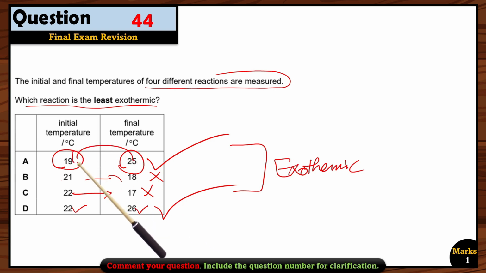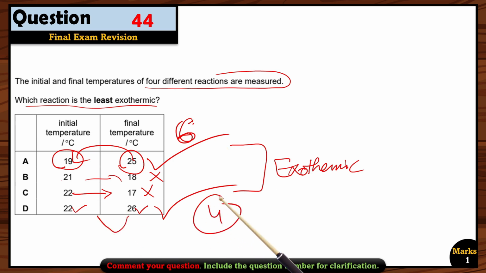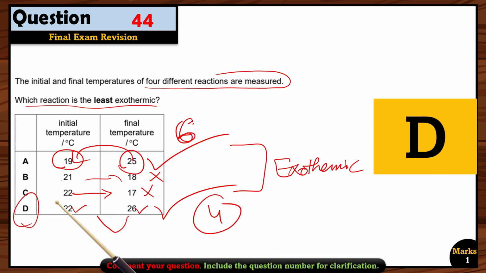So 25 minus 19, the answer is 6, whereas for this one the answer is 4. So which one is the least exothermic? It is option D, because the answer is 4. Okay, so option D is the right answer. So first you have to find which of these reactions are exothermic, and then you have to calculate the difference. That's why option D is the right option.